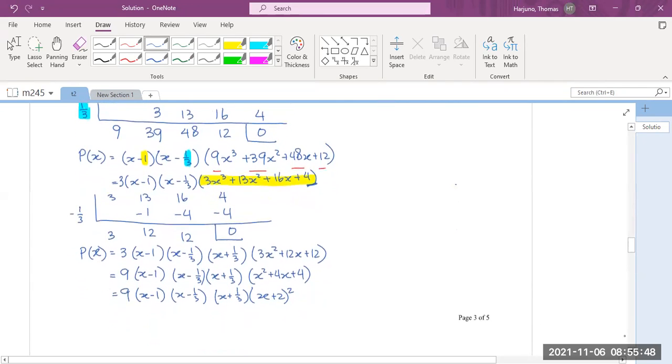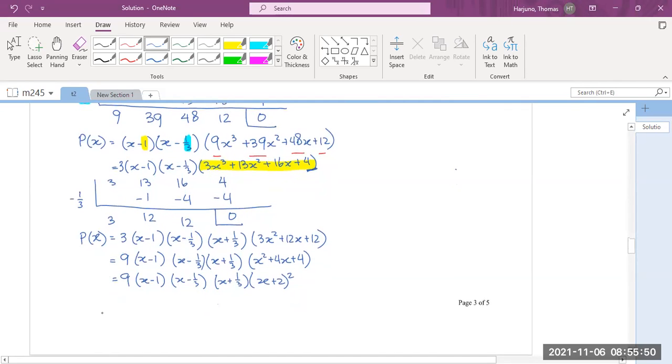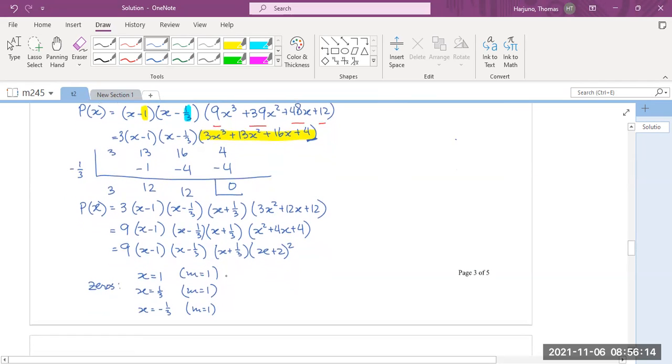But we are not done. The question is to find the zeros and the multiplicity. So the zeros are x equals 1 with multiplicity 1, x equals 1/3 with multiplicity 1, x equals -1/3 with multiplicity 1, and x equals -2 with multiplicity 2. Okay, those are the zeros.